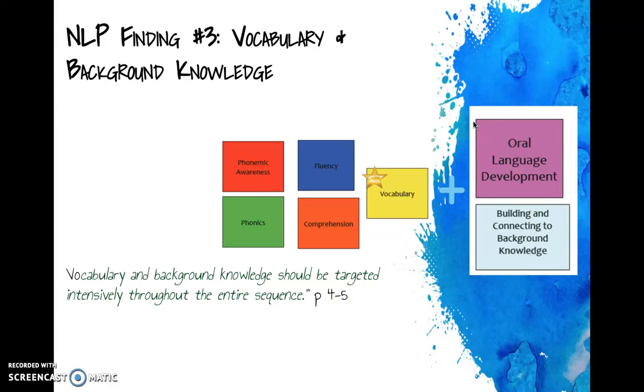The National Literacy Panel found in their study that vocabulary and background knowledge are tightly linked to comprehension and should be targeted throughout the sequence of reading. We are going to take a closer look at vocabulary and background as it ties to comprehension for ELLs and our student David. So take a minute and look at the slide and the quote from the National Literacy Panel for Language and Minority Students.